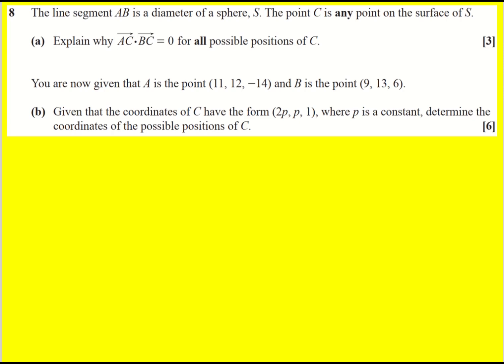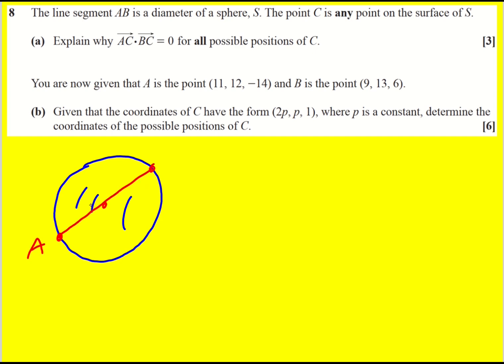The line segment AB is the diameter of a sphere S. Let's just draw a little sketch of this. Here's the center. There's AB. And the point C is any point on the surface of S. Let's put it here, for example, to start with. Explain why the dot product of AC with BC is equal to 0 for all possible positions of C.